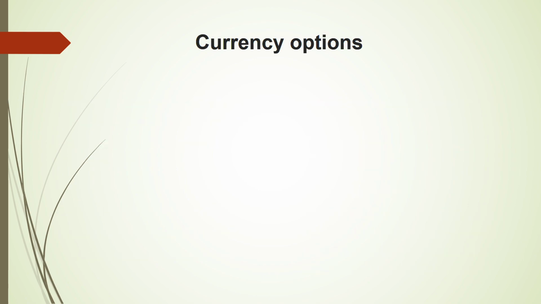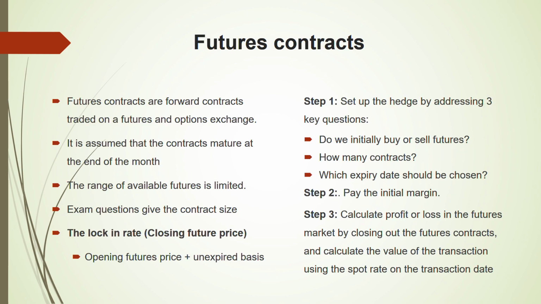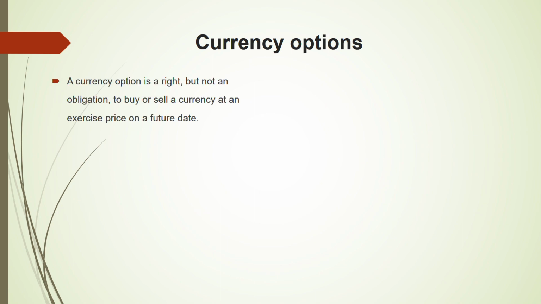Now let us go to currency option. So understood future, now let us go to option. Option means it's not an obligation, it's a right. You might exercise, you might not exercise. You have the freedom of choice. You can either buy the currency or sell the currency at a future date. Whether you exercise or not, it's up to you. That's the definition. The disadvantage of option is that options are more expensive than forward or future.